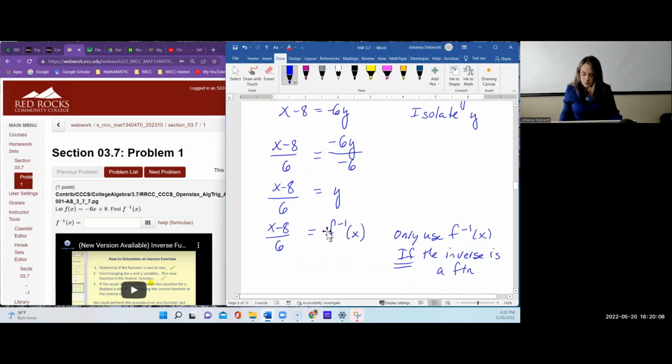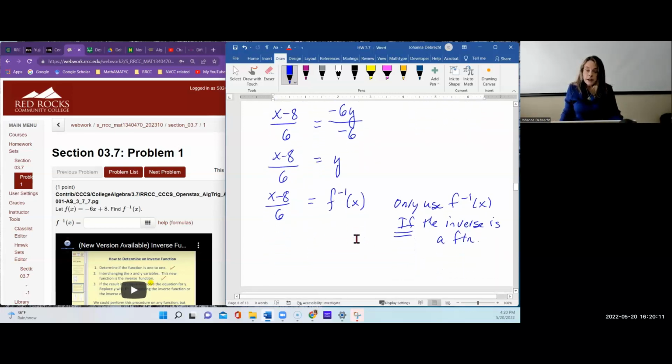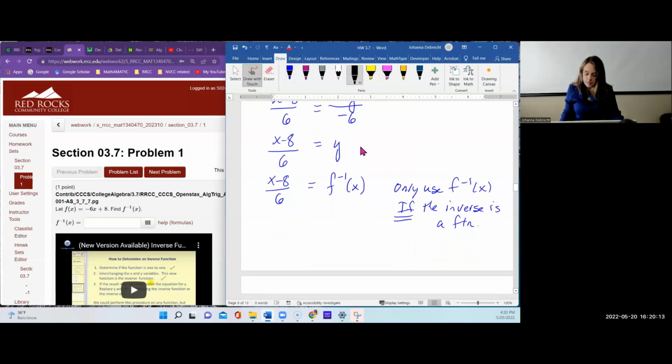Now, why did I want to write this one here? Let's write f of x below it and think about what the process is. Let's think about what f does to a value x. First, it multiplies it by -6.